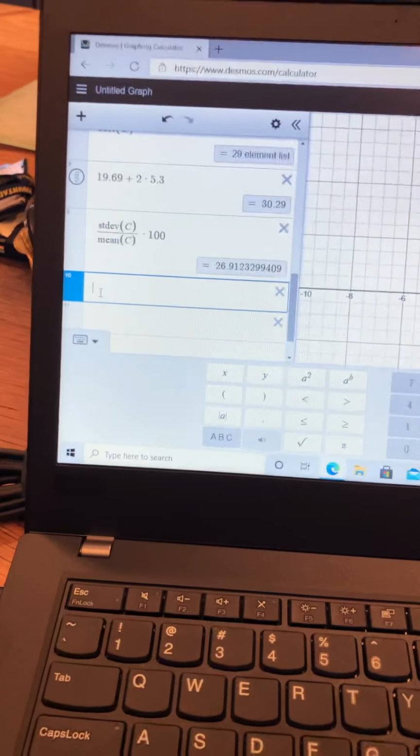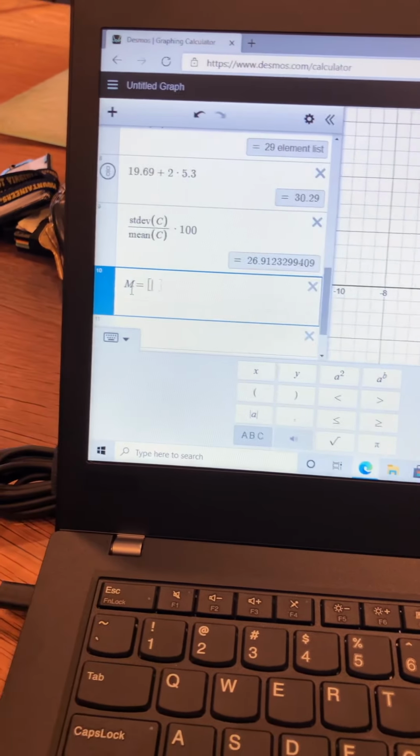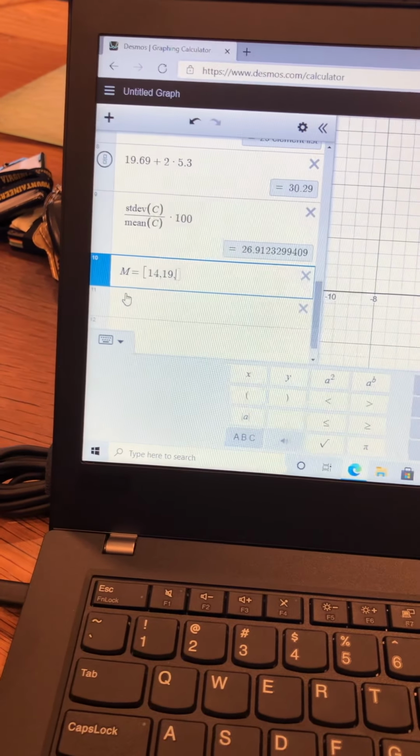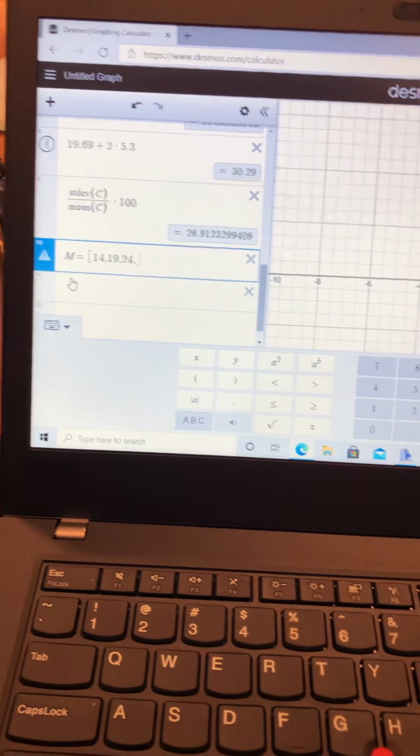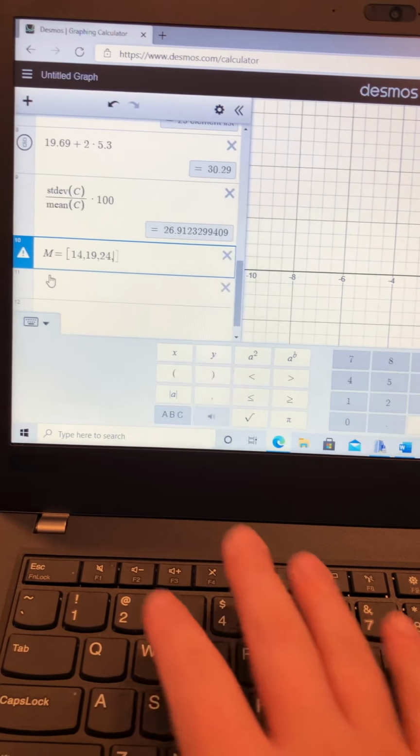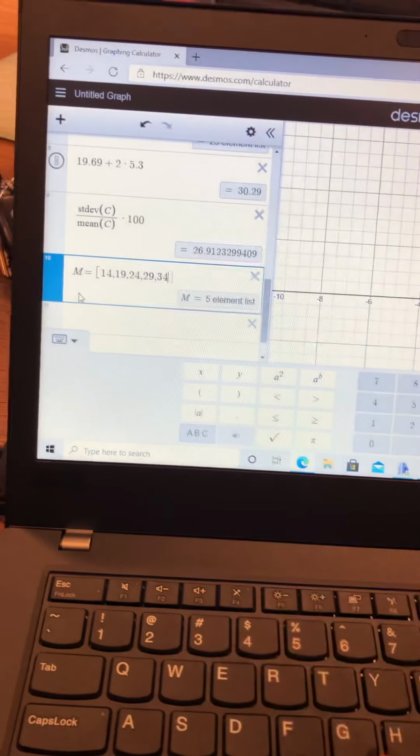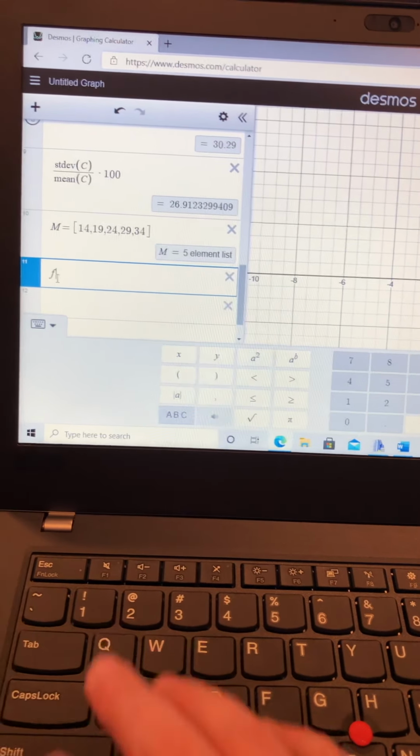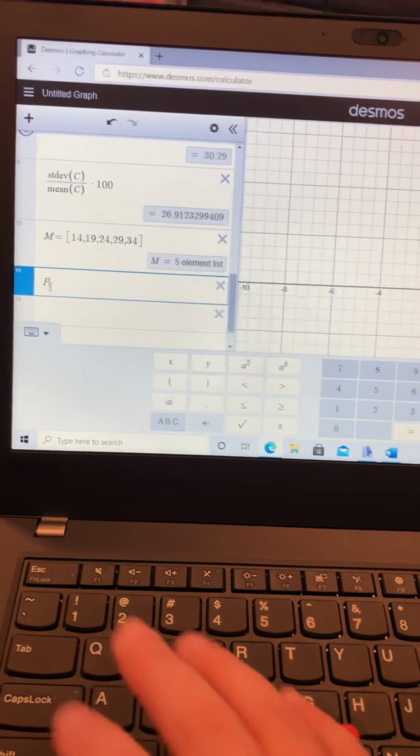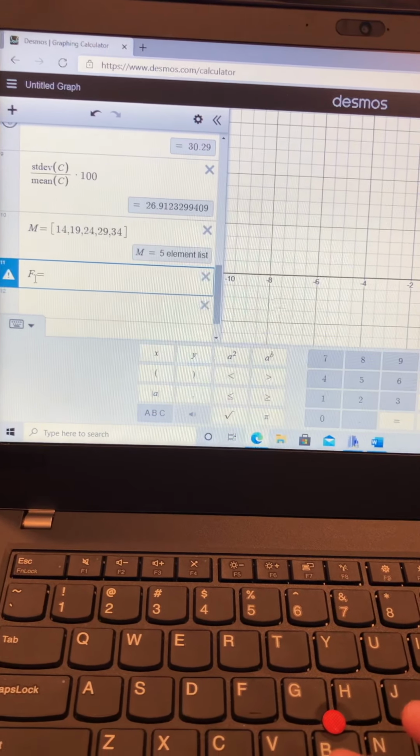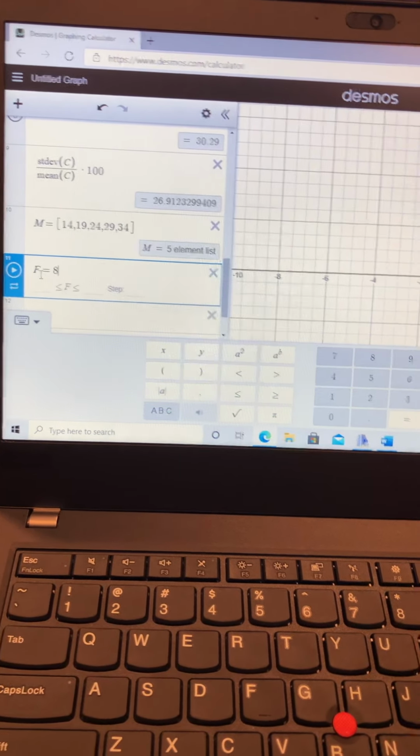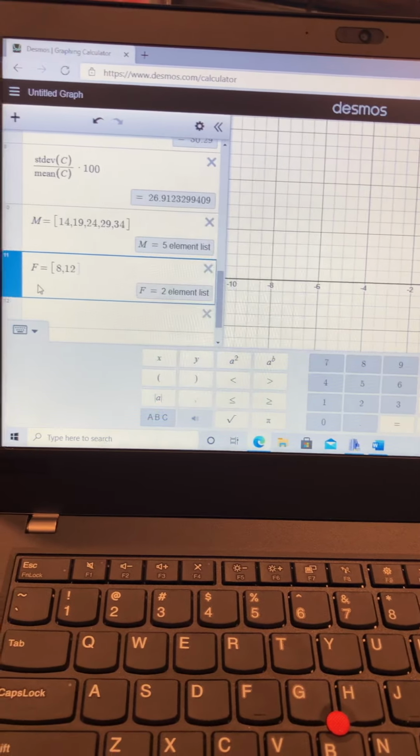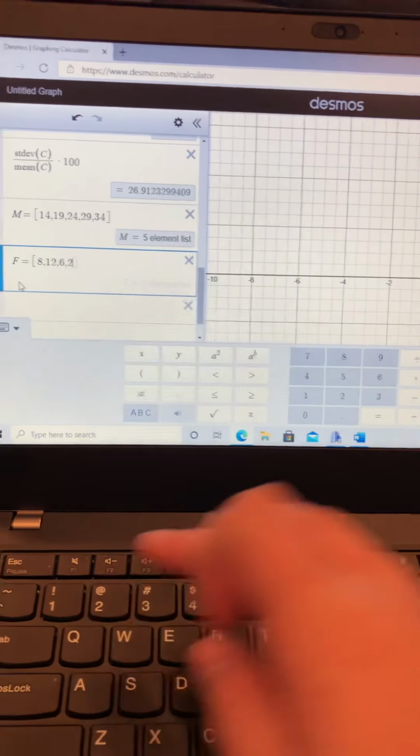I need one for my midpoints, so I'm going to call my midpoint M is equal to bracket of 14, 19, and there might be another way to do this. If anybody knows another way to do this, please feel free to share, because I've not figured out another way to do this. Like I said, I'm still fairly new to Desmos, so I don't use it very often. And then I'm going to call capital F for frequencies, 8, 12, 6, 2, and 1.